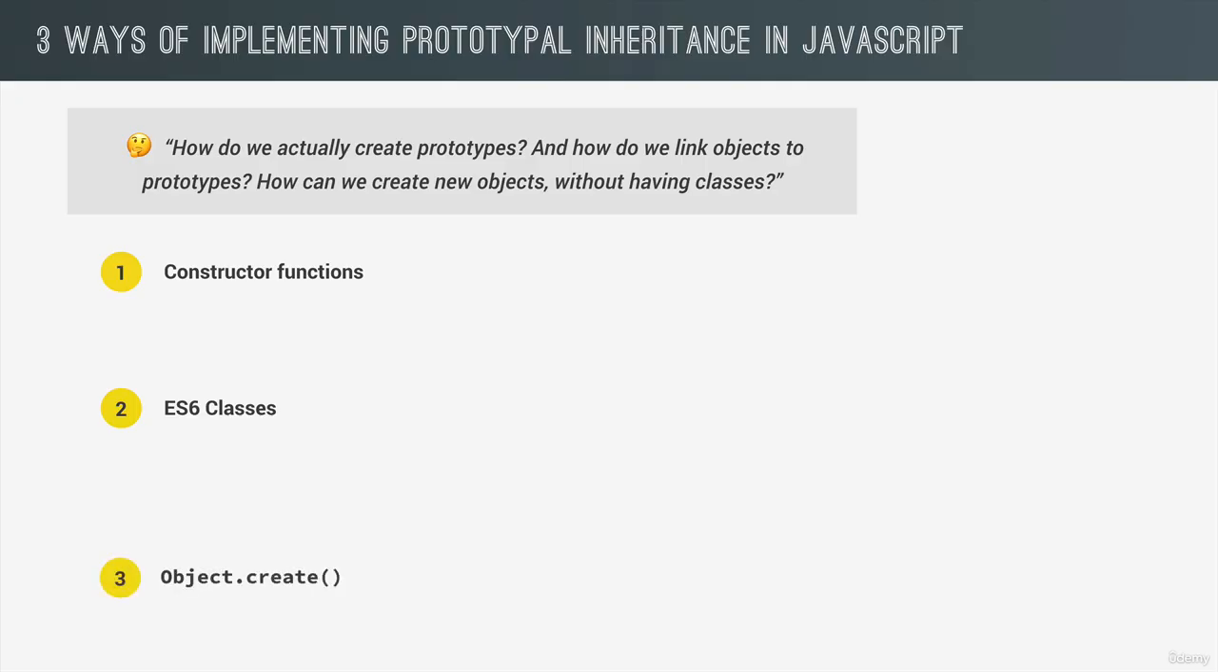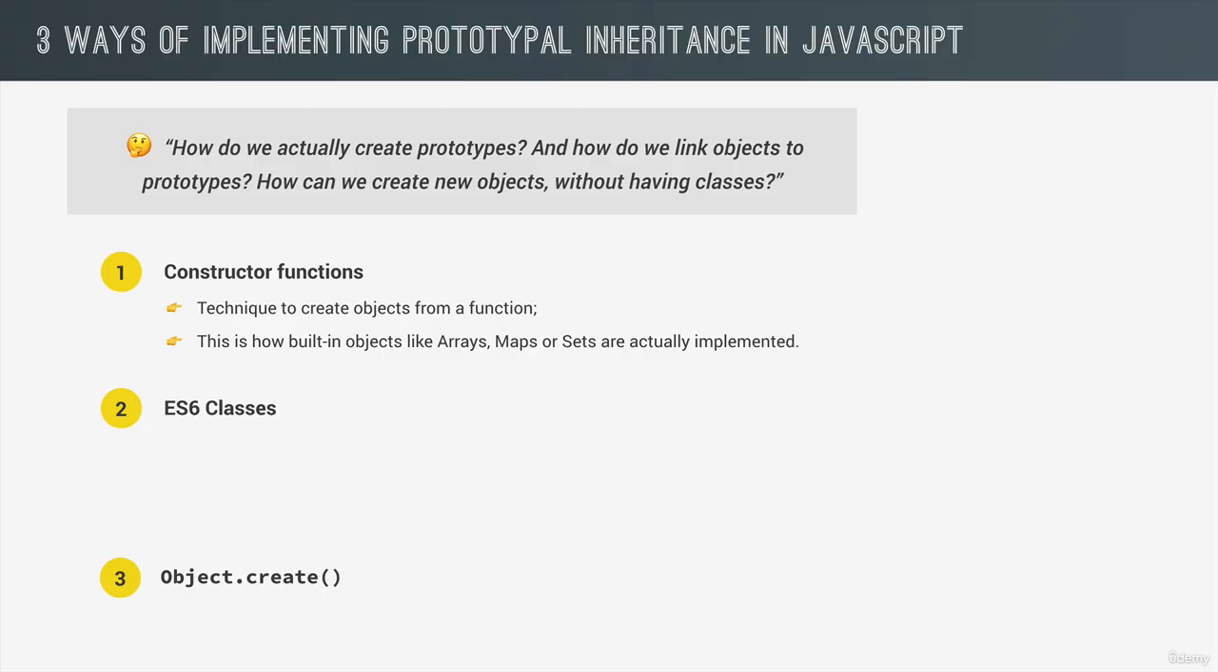So first, constructor functions are a way of creating objects programmatically using a function, which will also set the new object's prototype. And this is actually how built-in objects like arrays or maps or sets are implemented. Also, this is how OOP has been done in JavaScript basically since the beginning.